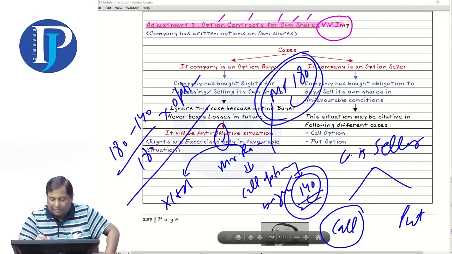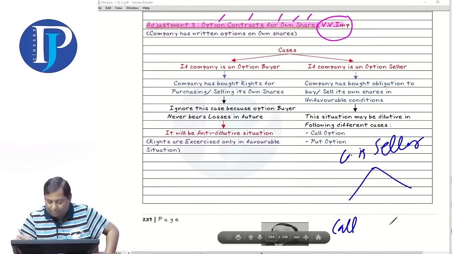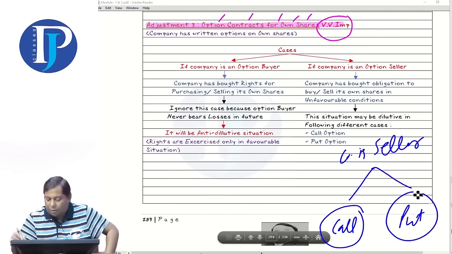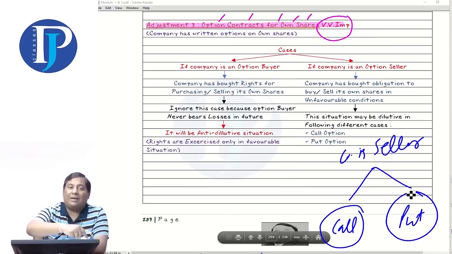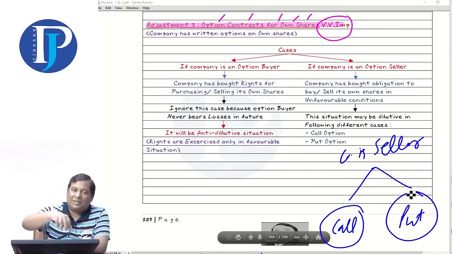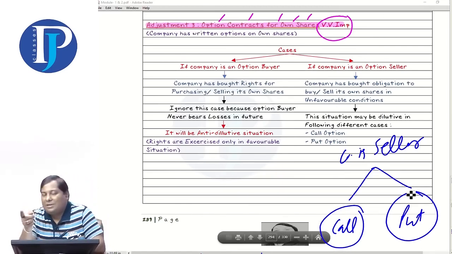Second case is put option. It means the other party has the right to sell, right? If the other party exercises their right to sell their shares, the company will have to buy them back. Clear? The company has an option on its own shares. If the other party has the right to sell, then the company will have to buy it back.